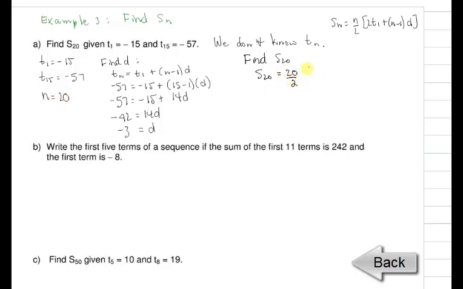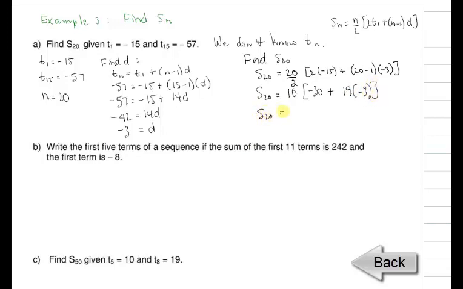Divide it by 2. 2 times T1, which is 2 times negative 15, plus 20 minus 1 times our D value, which is negative 3. And you're going to simplify what is on the right-hand side of the equation. So 20 over 2 is 10. 2 times negative 15 is negative 30, plus 20 minus 1 is 19 times negative 3.